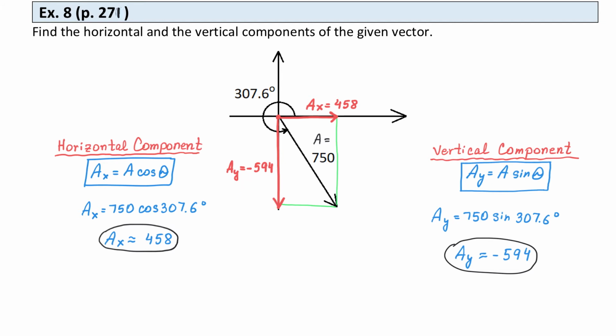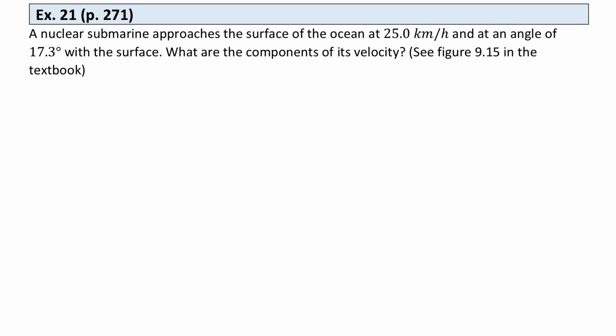Now let's solve some word problems that involve vectors. On exercise 21, on page 271, we have the following word problem. A nuclear submarine approaches the surface of an ocean at 25 kilometers per hour at an angle of 17.3 degrees with the surface. What are the components of its velocity?